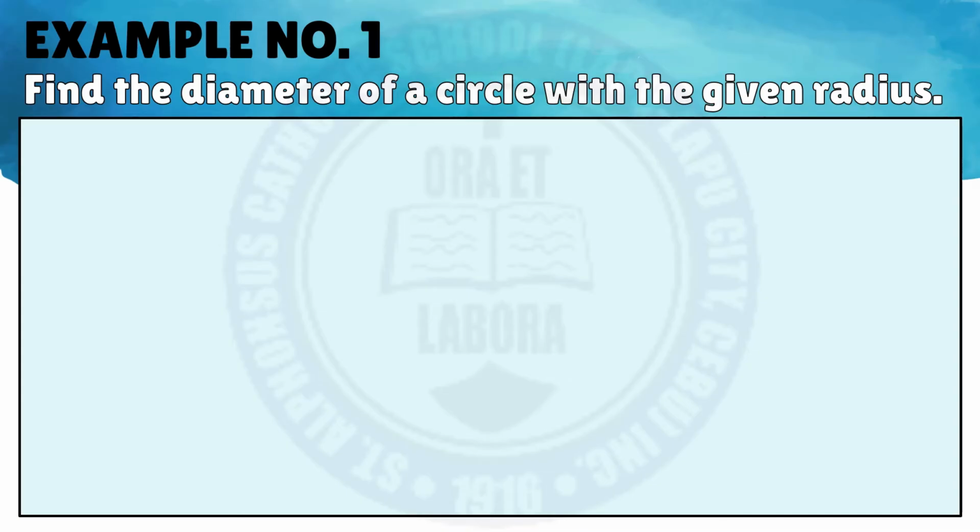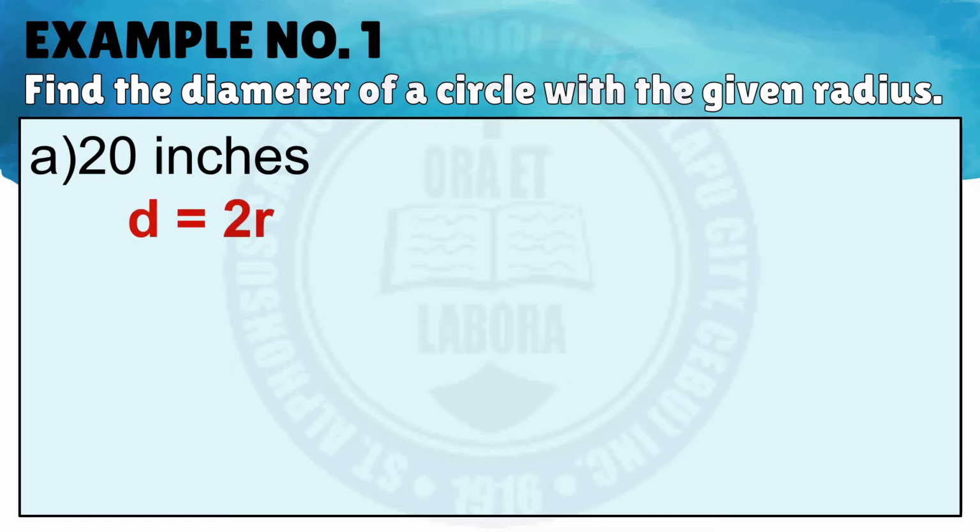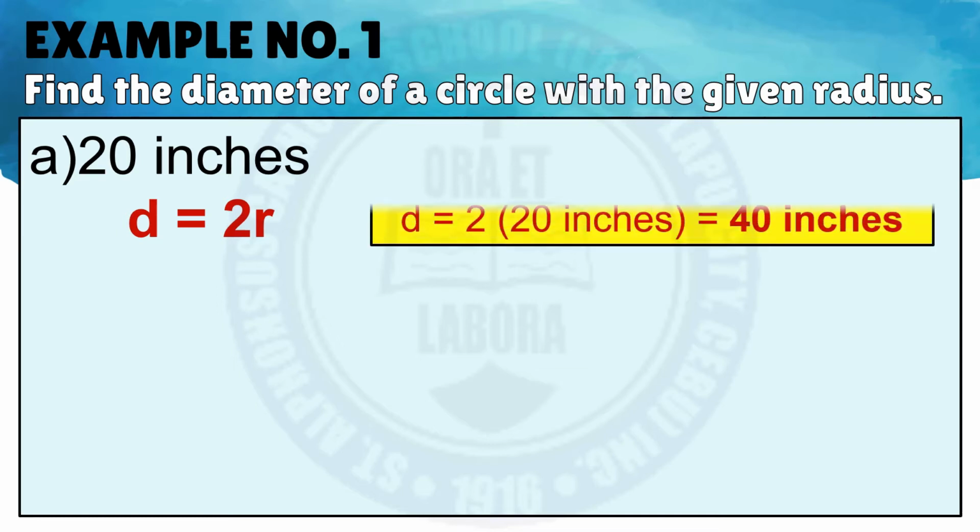Let us consider the following examples. Find the diameter of a circle with a given radius. So we have the example, the given radius is 20 inches. To solve the diameter of our circle, we simply have to use the formula D equals 2 times R. Then substitute the given radius, which is 20 inches. We have D equals 2 times 20 inches, and that is equal to 40 inches. So when you write the final answer, you have to make sure that you include the unit of measurement.